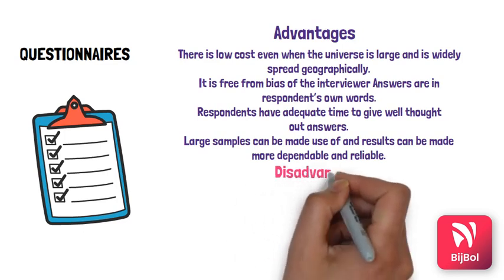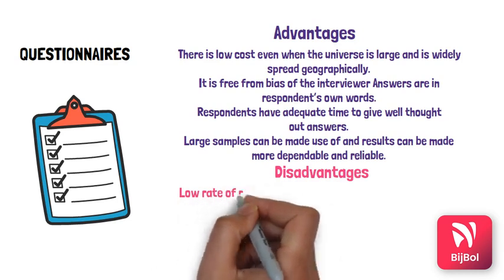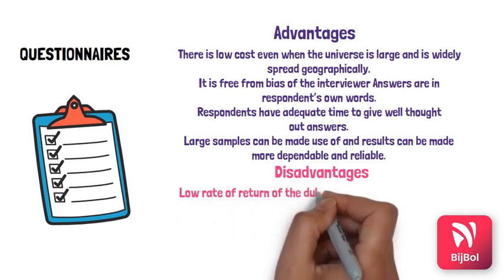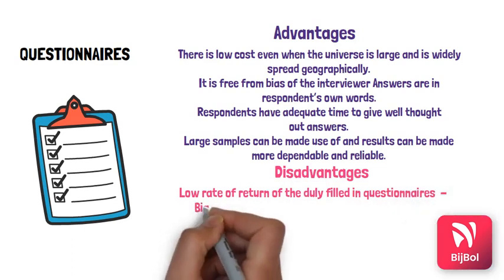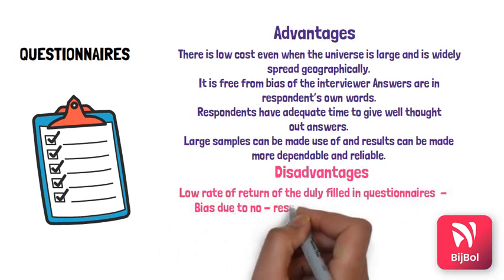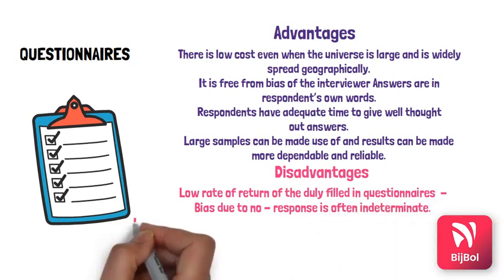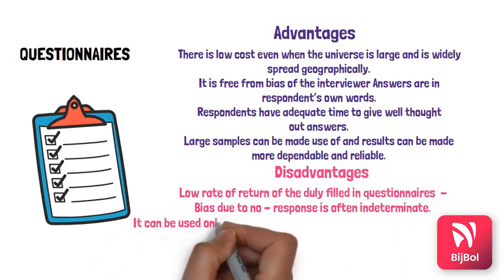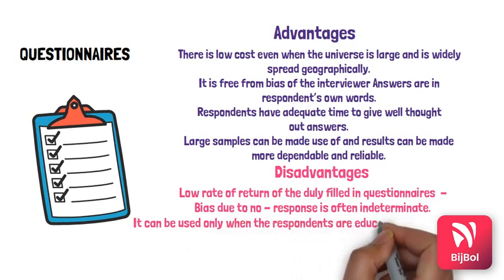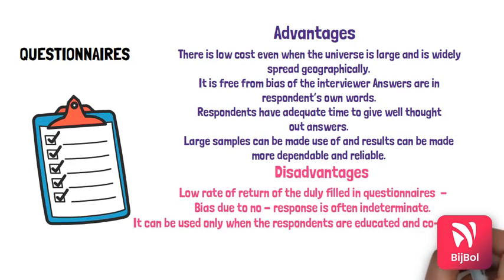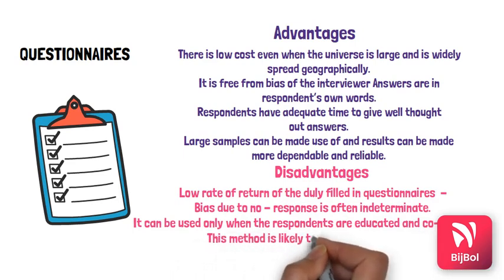And the limitations of this particular questionnaire method are the low rate of return of the duly filled in questionnaires, because here they are giving the answers in the questionnaires. You never know whether they are returning the questionnaire in a filled form or an unfilled form, and bias due to non-response is often indeterminate, and it can be used only when the respondents are educated and cooperating. Only then can they understand what is written in the questionnaire and give the answers, and it is the slowest of all because it takes time.